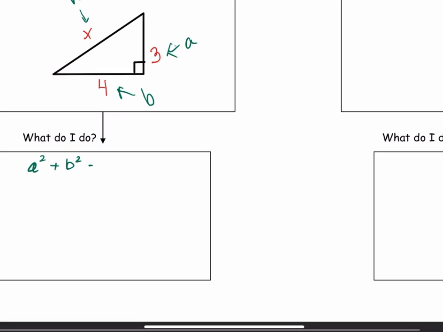So we start off with the formula first all the time. A squared plus B squared equals C squared. And then we plug in the numbers for our A and B. A value is 4 or 3, doesn't really matter, but because we called A equal to 3, we're going to put 3 there, so we don't get confused. 4 is for B. C squared.